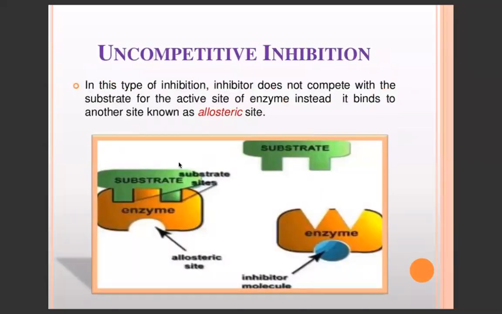Uncompetitive inhibitor: in this type, the inhibitor does not compete with the substrate for the active site of the enzyme. Instead, it binds to another site known as the allosteric site. This is the allosteric site, and when an inhibitor molecule attaches to the allosteric site, in combination, the substrate enzyme complex is not properly formed, and it does not help to convert the substrate into the product.